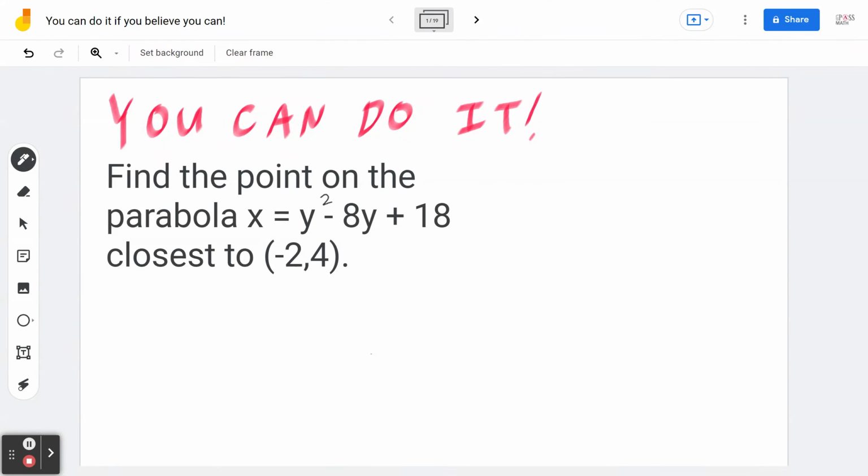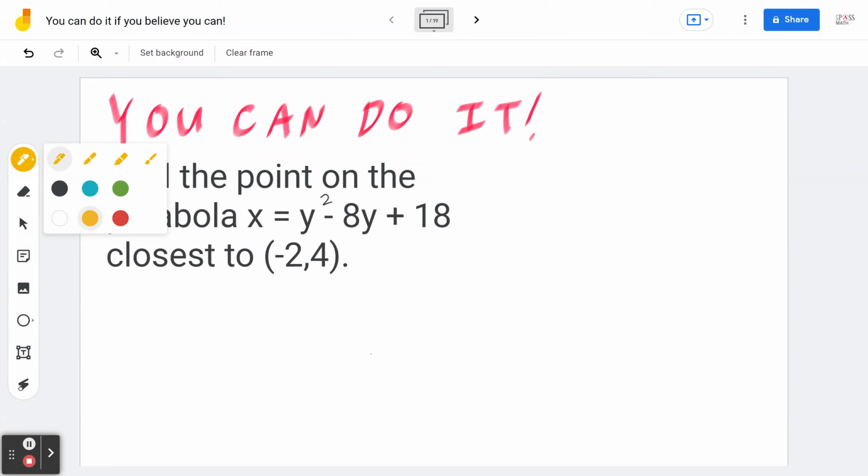Hi everyone. Let's take a look at the following grade 12 calculus and vectors optimization example. Find the point on the parabola x equals y squared minus 8y plus 18 closest to (-2, 4). Step 1. Draw a diagram.